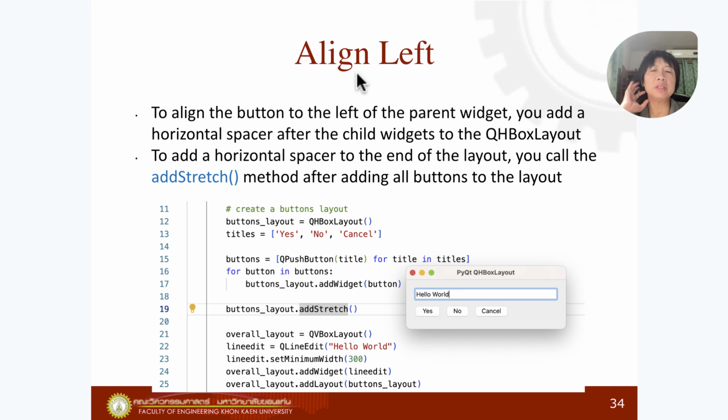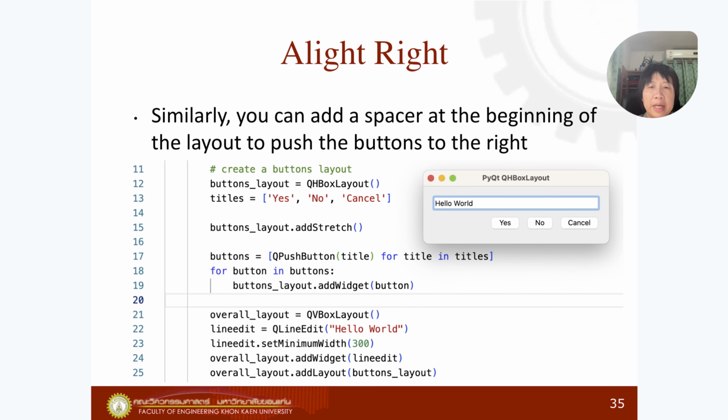But here if you want the widgets to be aligned left, then we can say buttons layout dot add stretch. When we call the method add stretch, it will add a horizontal spacer to the end of the layout. On the other hand, if we call add stretch before we add the widgets, it will add the spacing before the first member in the layout.